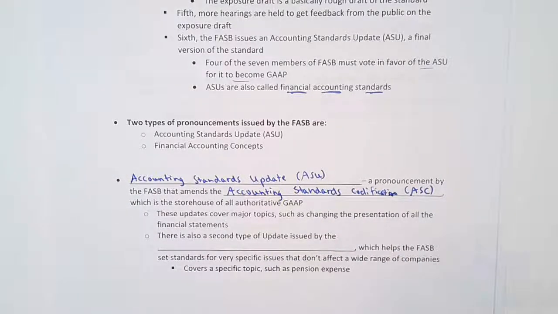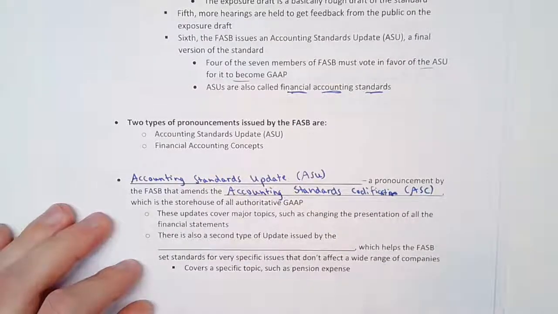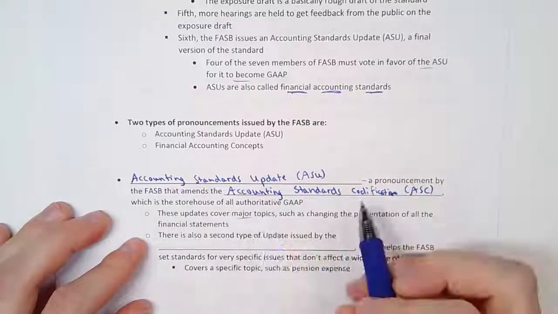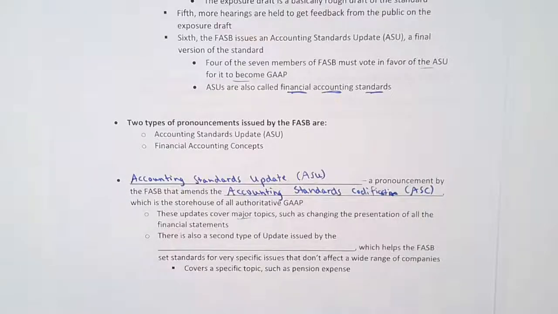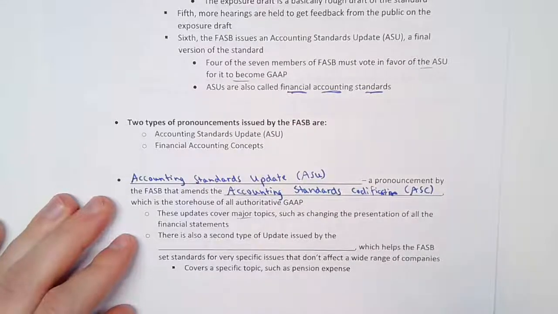Okay. And so it's basically this huge document, right? These ASU updates cover major topics, such as if you were going to change the presentation of all the financial statements, such as income statement, balance sheet, statement of cash flows, all those types of statements. It covers a major topic, okay? And then there's actually a second type of update that is issued by the Emerging Issues Task Force.